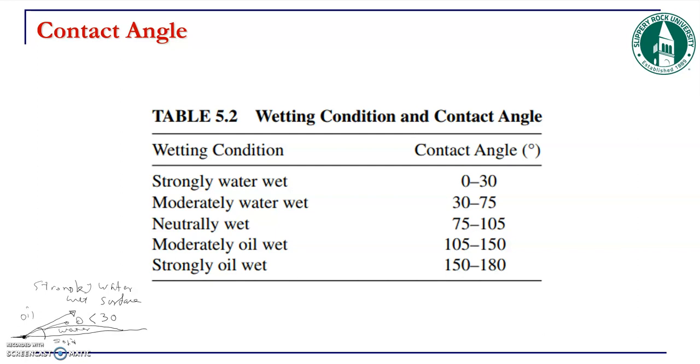Now what happens, I'm gonna draw the same strongly water wet surface, but this time using an oil drop. Okay, so that's the same surface, solid. Now I'm gonna put a drop of oil. What do you think should be the shape of that oil drop? If my contact angle is less than 30, do you think that my drop should look like something like this? Oil? Or should it look like something like this? What is my contact angle? Should I go this direction or should I go this direction?